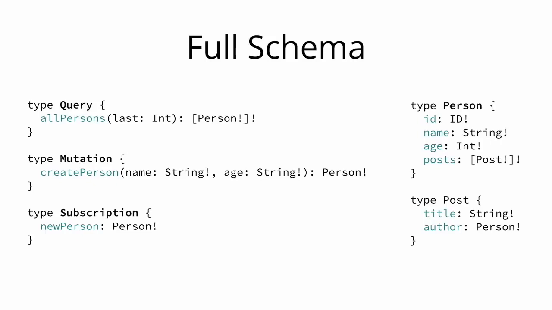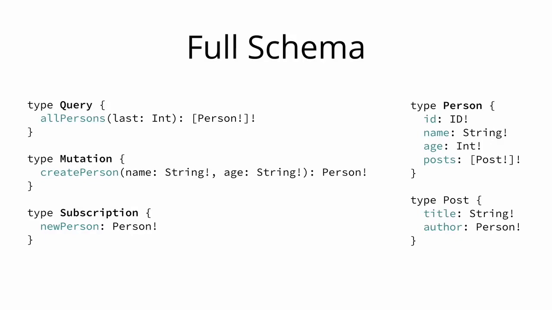It is important to realize that despite having defined the post type in the schema, the API actually does not allow any operations on it at the moment. All we can do with the API right now is to read the list of all persons, create new persons, and subscribe to the event of new persons being created. So the post type at the moment is kind of useless.